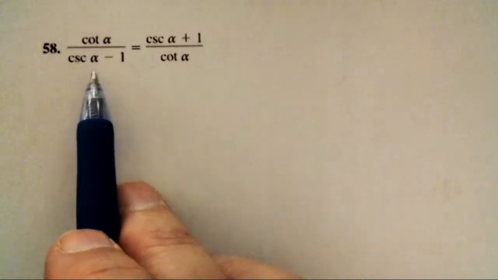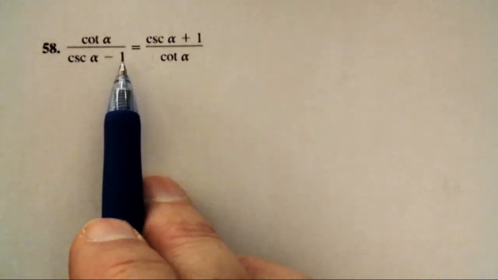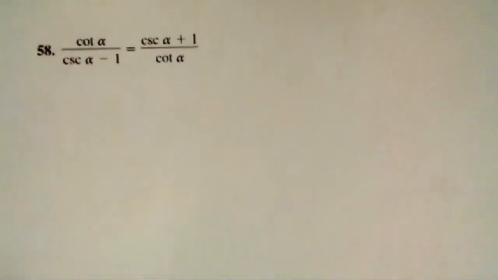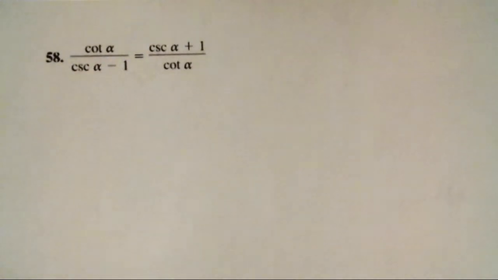All right, let's take a look at one more. One of my favorite Greek letters here, alpha. I'm often going to refer to it as fish. Here we have cotangent of fish on cosecant fish minus 1. I got cotangents and cosecants, cotangents and cosecants. What do you think? You think we're going to go to sines and cosines?